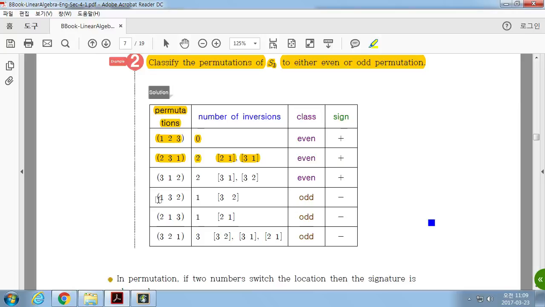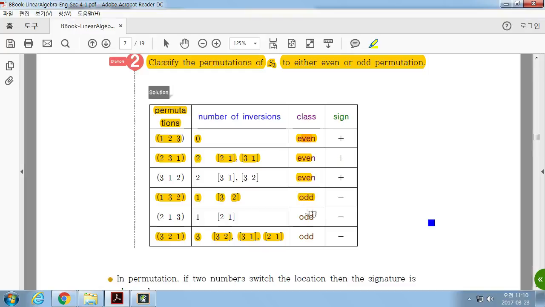What about this? 1, 3, 2. You have 3 ahead of 2. So we have 1 inversion. It's odd. 3, 2, 1. Here 3, 2 has an inversion, 3, 1 has an inversion, and 2, 1 also has an inversion. So we have 3 inversions. The important thing is that the permutations with 0, 2, 2 inversions are even. So we have 3 even permutations among the permutations on S3.